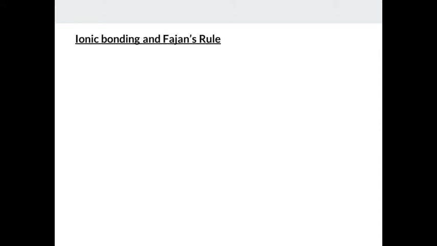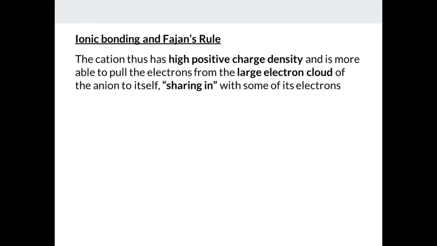So let us take a look at what Fajan's rule says. Fajan's rule says that the cation that is small and highly charged, thus having high positive charge density, is more able to pull the electrons from the large electron cloud of the anion to itself, sharing in some of the electrons. And remember, the covalent bond is characterized by electron sharing, and so this sharing in of the electrons causes the ionic bond to possess a certain degree of covalent character.